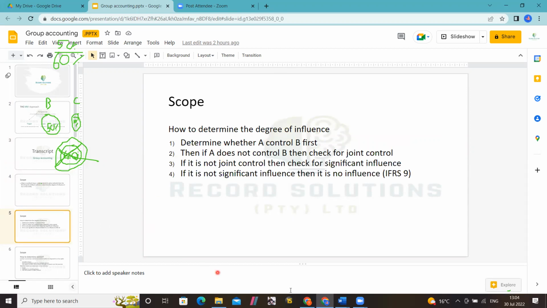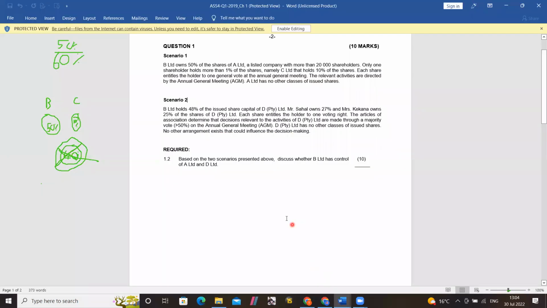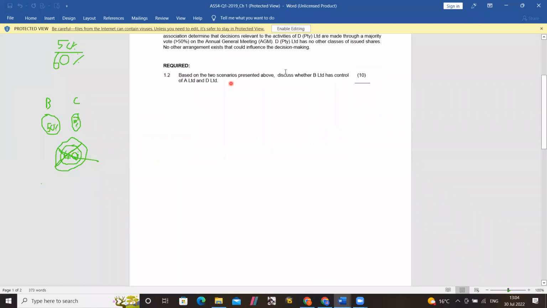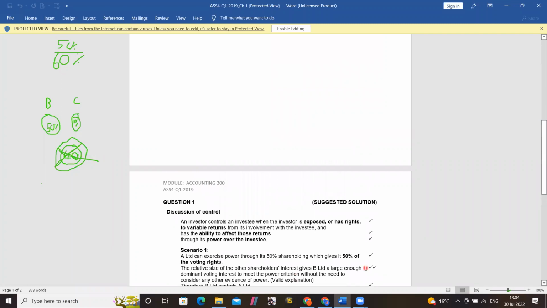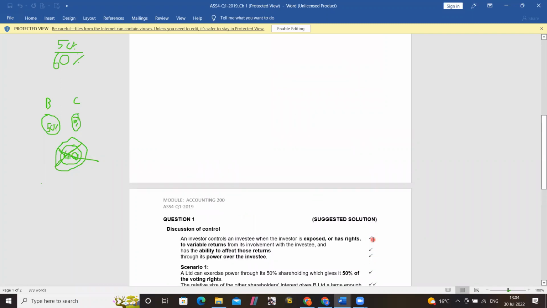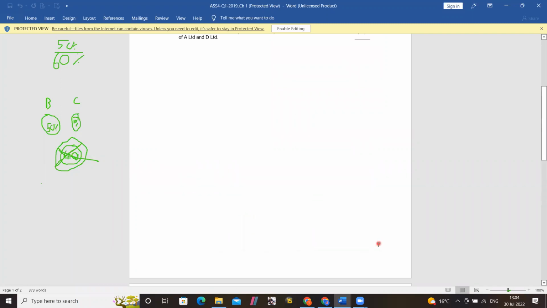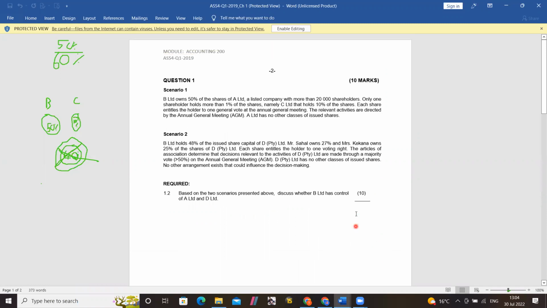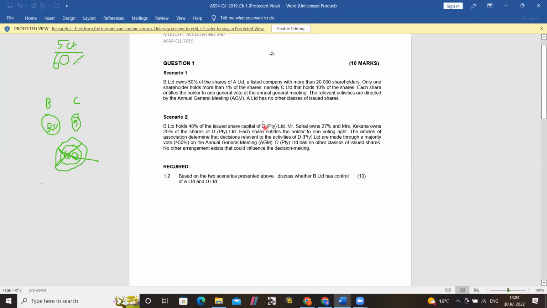And how do you determine whether control exists? There is a specific definition for it, right? And I said that definition, you have to write it down like they did here. Do you see? Suggested solution, they wrote it down. Look, you got 3 marks just for remembering the definition, right? And then actually applying the definition is what we're doing here.